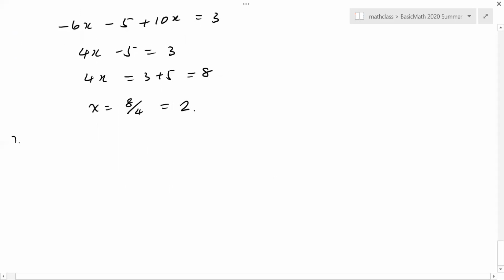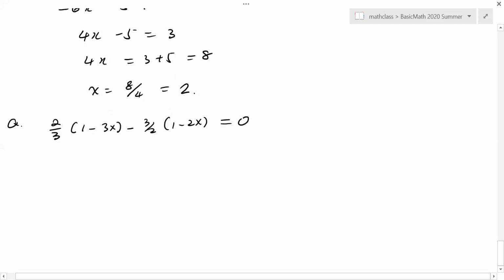All right, the next one. 2 over 3 minus 1 minus 3x, 3 over 2, 1 minus x equals 0. Well, it's a pretty ugly equation. There are 2 fractions there.